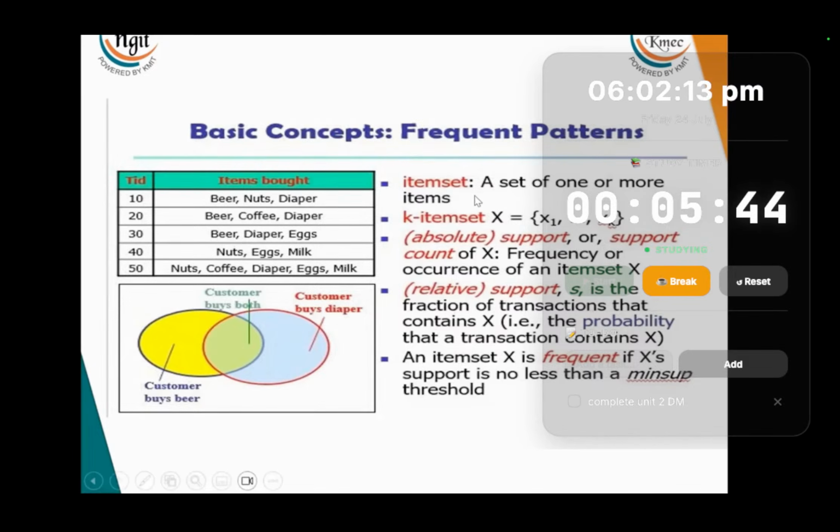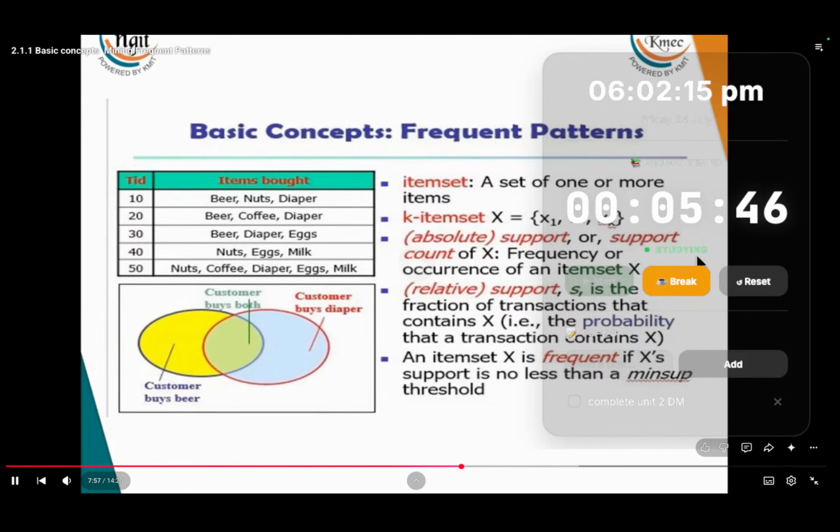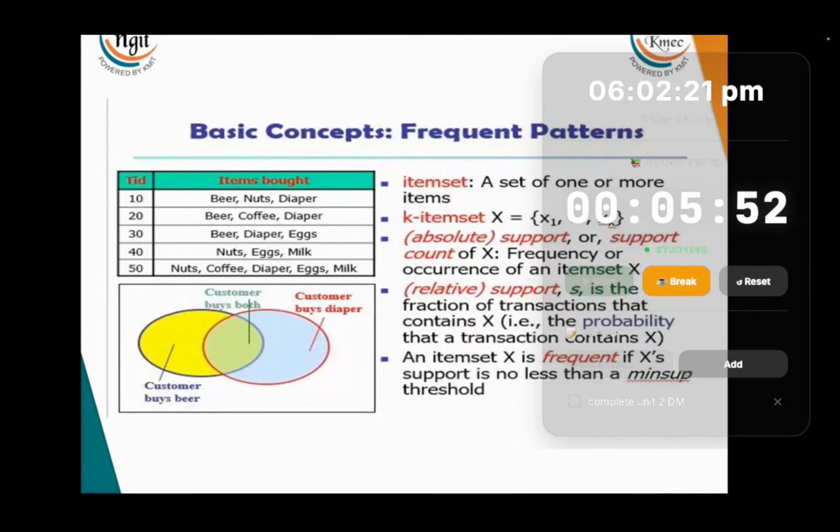When you look at the item set, it means one or more items which are present in your data, that we call an item set. And you can have any number of item sets. Support is the frequency or occurrence of that item. How many times the item occurs in the transactions, that we call the support.